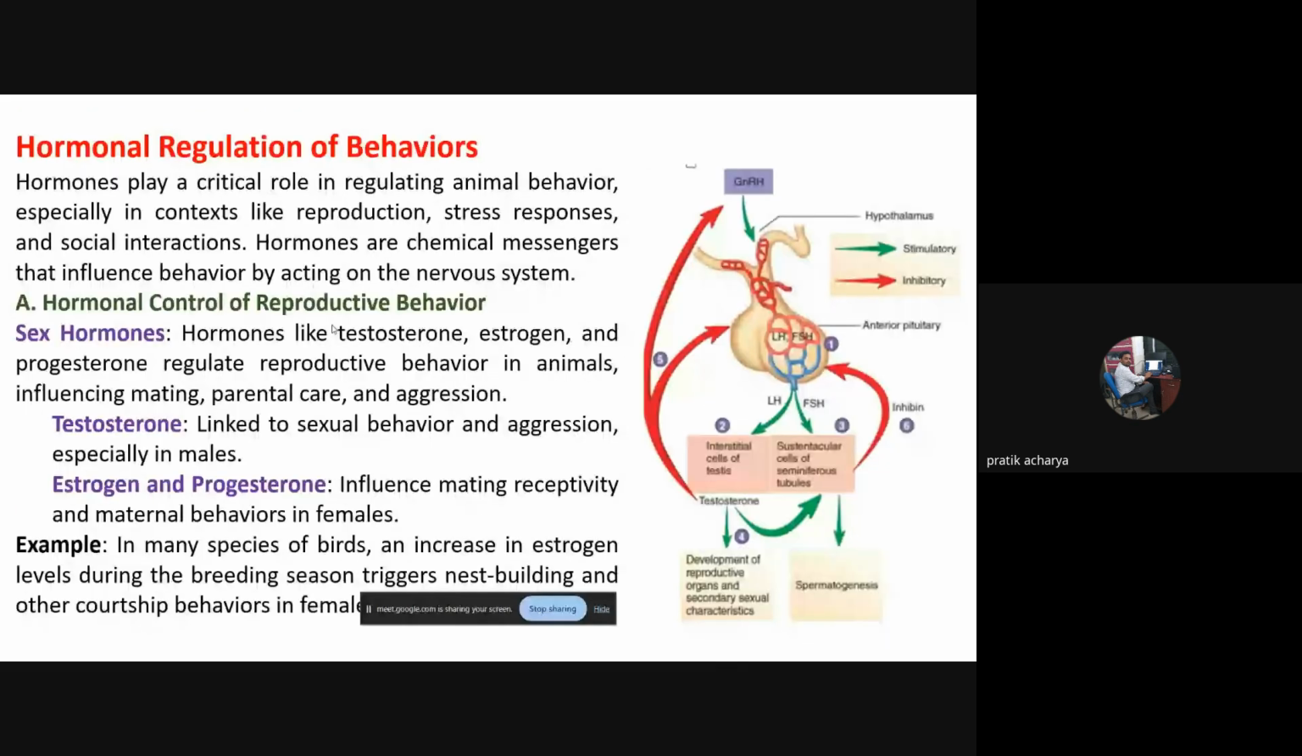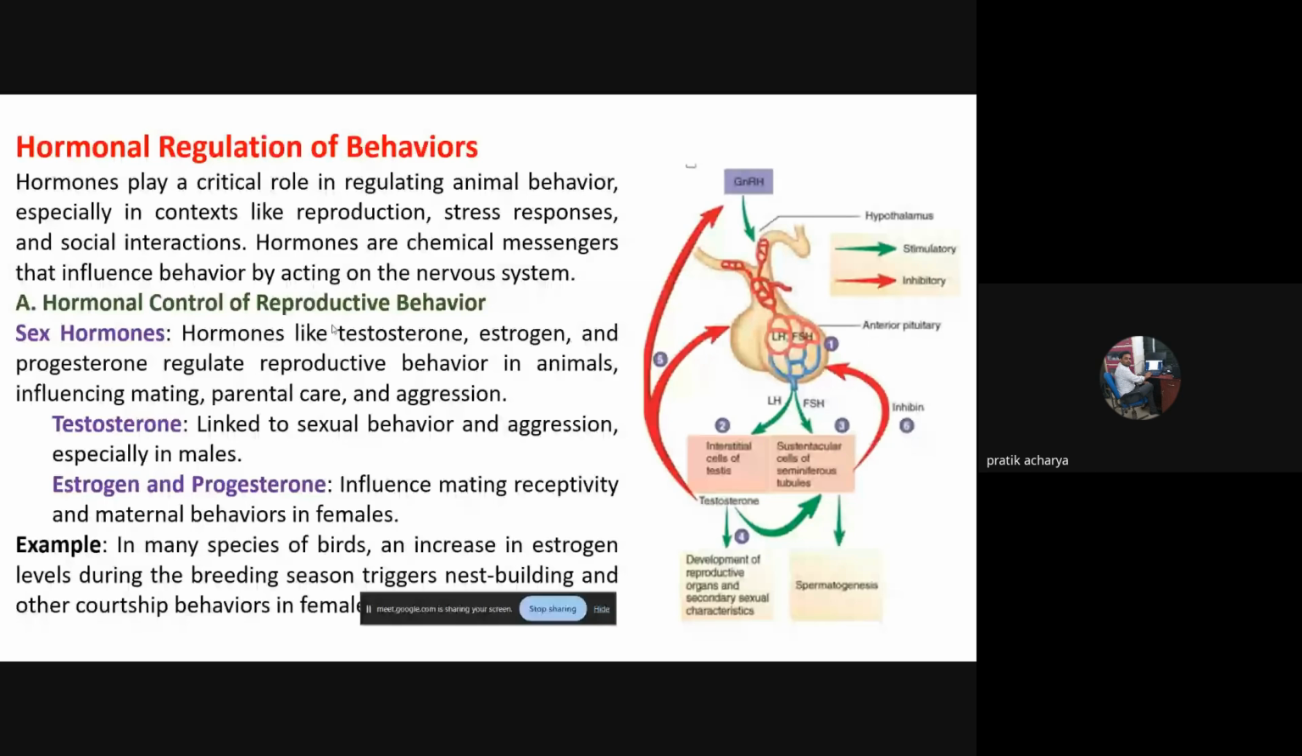And this is the final part of this topic, the hormonal regulation of behavior, and how hormones are very essential for different kinds of behavior. Hormones are endocrine secretions, that means ductless secretions. Hormones are chemical messengers that influence behavior by acting on the nervous system. So the hormonal system as well as the nervous system are coordinating systems. Every function is coordinated by these systems.